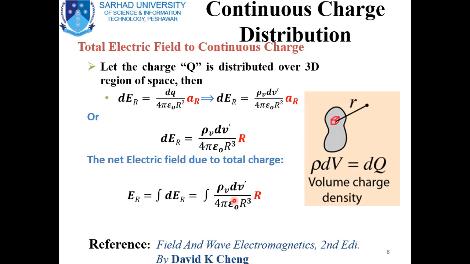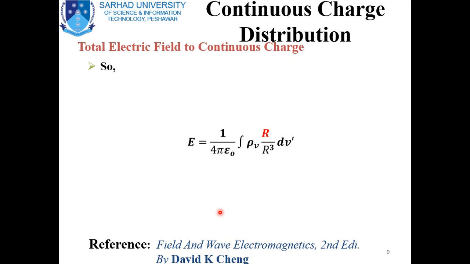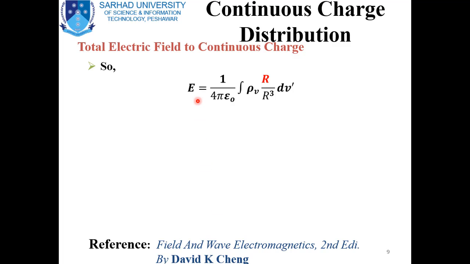And on the right hand side, we also put the integration sign. So we have some constant terms in this expression which will be taken out from the integration, and our net electric field intensity due to volume charge distribution is E, which is equal to 1 divided by 4 pi epsilon naught integral rho_v r vector divided by r cube, which is the scalar part of r, and we will integrate it over the three-dimensional space. So this is the volume integral.